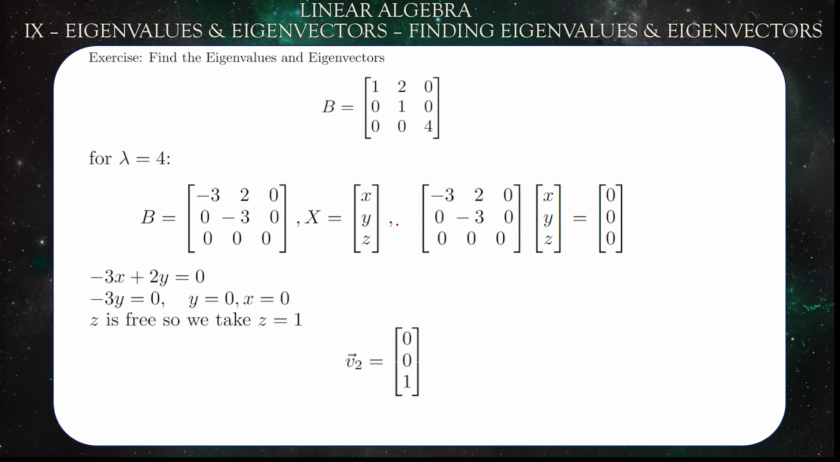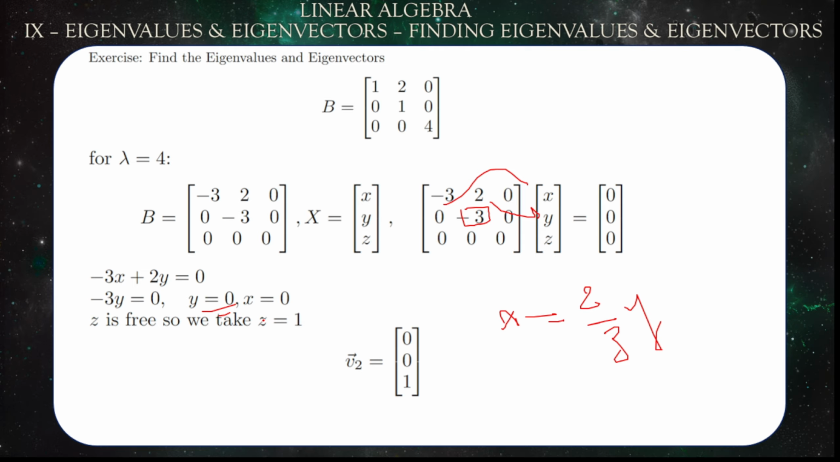The first equation is minus 3 times x plus 2y plus 0 is equal to 0. Then you have 0 times x minus 3y plus 0z is equal to 0. Then 0, 0, 0. So we have y is equal to 0. Minus 3x equals minus 2y, so x is equal to 2/3 y. Since y is equal to 0, x is equal to 0 as well.